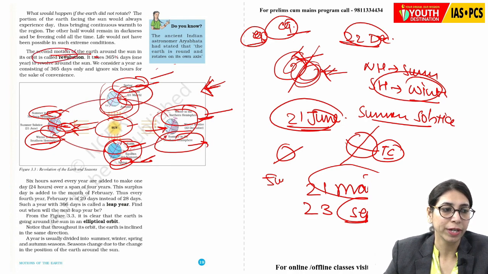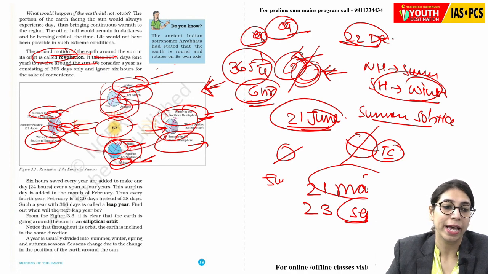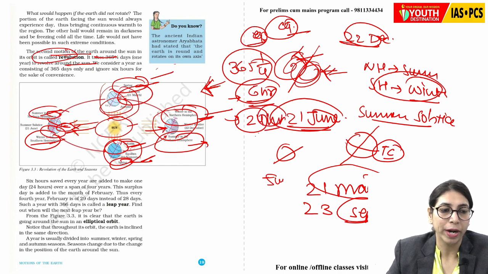And the second motion of the Earth is revolution. Everybody knows that the Earth revolves around the sun in a time of 365 and 1/4 days, which means 365 days and 6 hours. These 6 hours are added up, and it becomes 24 hours, and then 1 day is added. It is written here that 1 day is added in February, right?